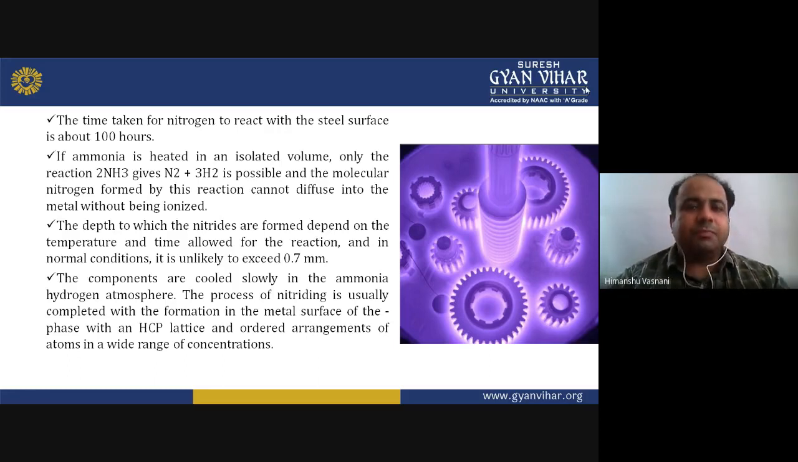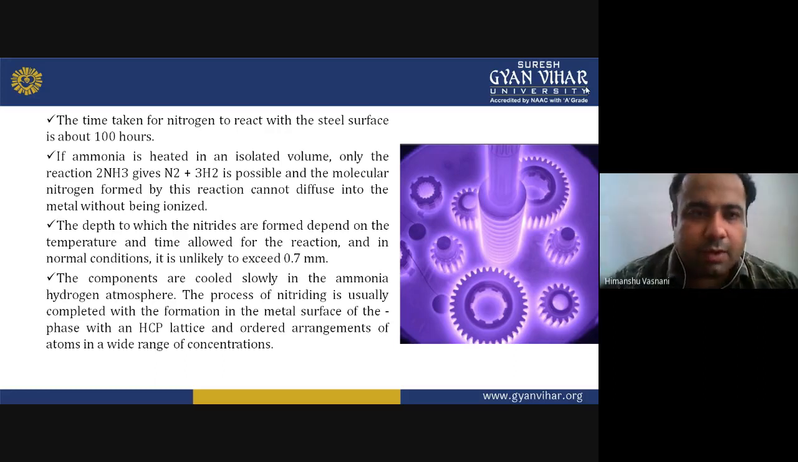now the nitrides are formed on the surface layer. So the depth to which the nitrides are formed depends on the time and temperature that you give for the reaction to happen.